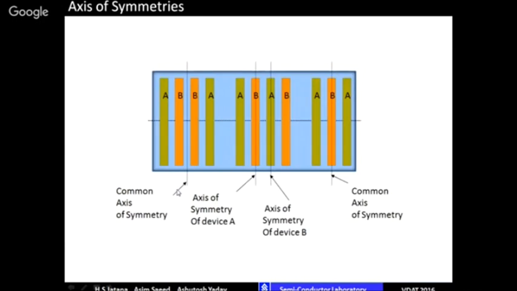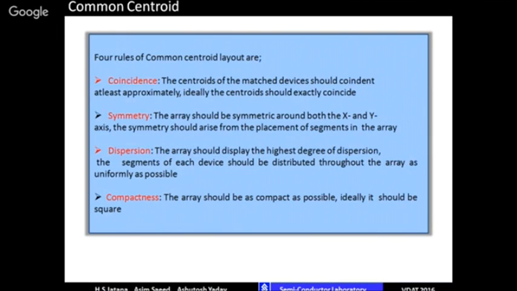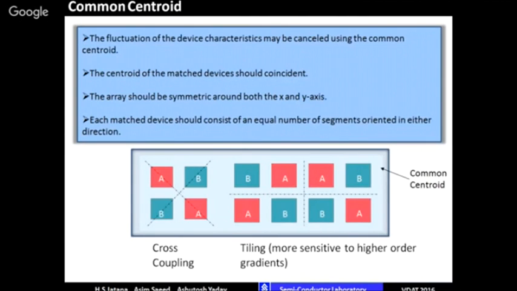compactness. One is dispersion, like here dispersion is not there. You can see the Bs are very close, A is dispersed, but B is very close. They should be spread out. And another is it should be compact. The layout has to be very compact, normally squarish. Aspect ratio should be 1:1. Ideally it should be square. You have to try for this. So this is a common centroid layout.